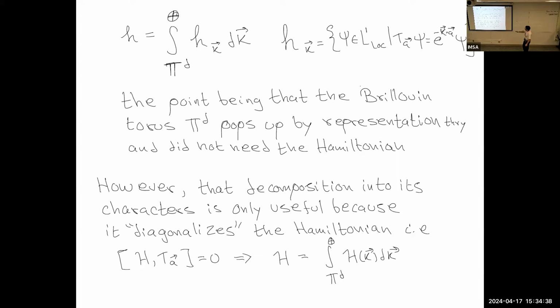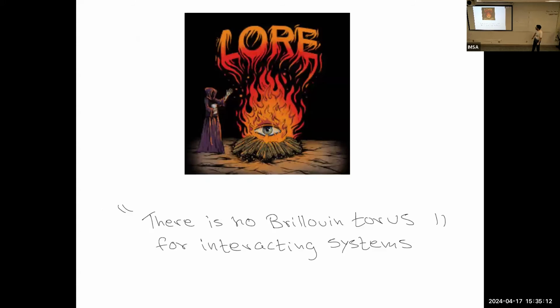But the point is that this Brillouin zone pops up by using representation theory, and I never use the Hamiltonian here. This is quite important because people often think that you need to use the Hamiltonian to get a Brillouin zone. You don't. And that will come back later. Now, what is true is that we do care about the Hamiltonian, because it wouldn't be useful if your Hamiltonian doesn't commute. If your Hamiltonian commutes, then it can act on each sector. It diagonalizes in this form. So that's why we do care that your Hamiltonian commutes.